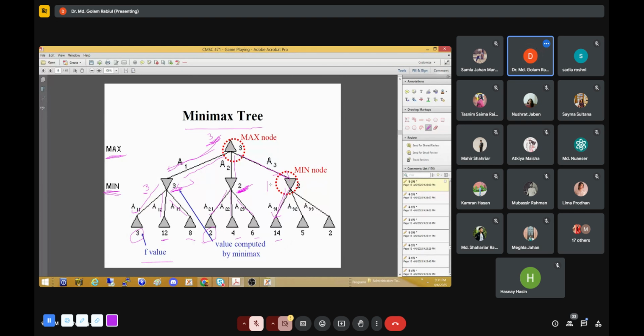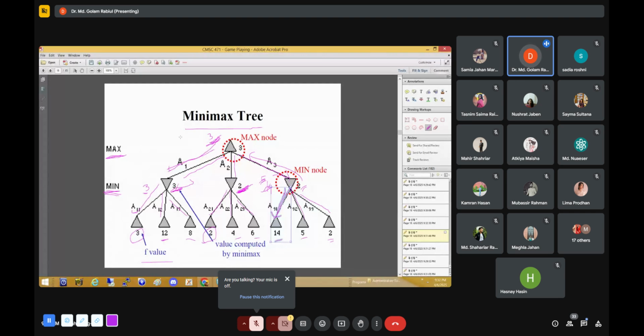At first it will move 14 in this position, and then it will explore another branch. The value of this branch is 5. Between 5 and 14, which one is minimum? Minimum is 5. So instead of 14, it will replace it with 5 as the minimum one. And then it will explore another branch, and in this branch it will get 2. Then it will compare 2 with the 5. Which one is minimum? Minimum is 2. So instead of 5, it will get the 2 here. And now this 2 will move back to here.